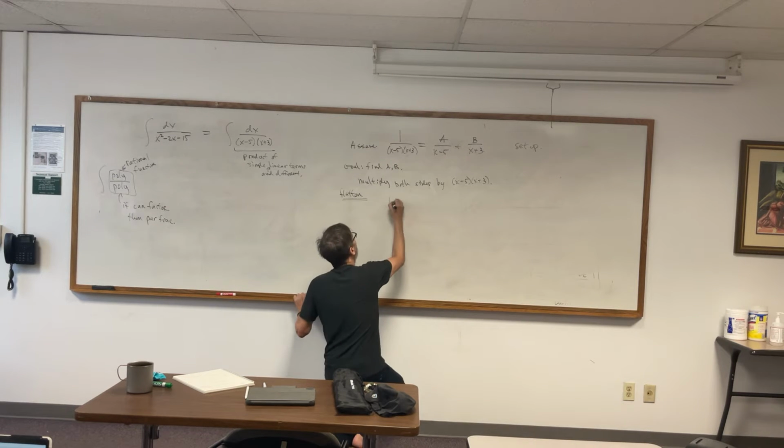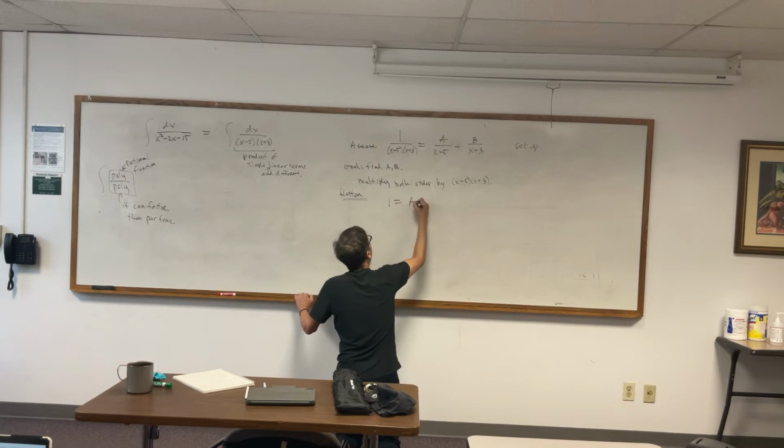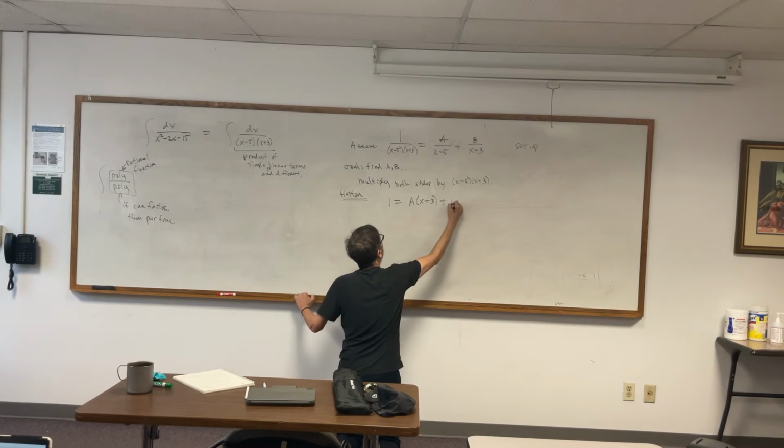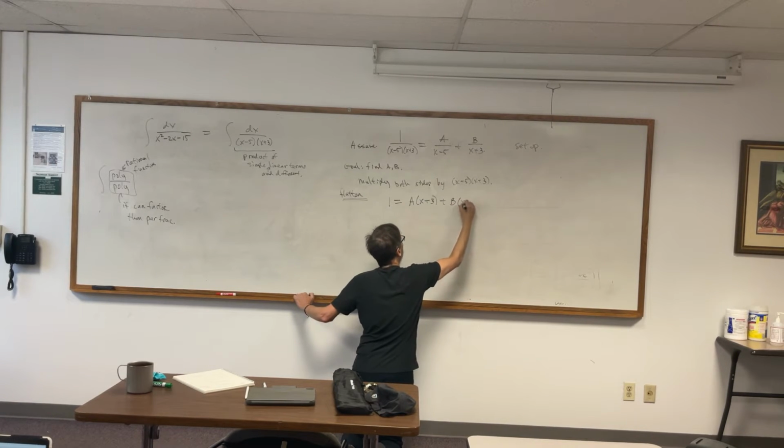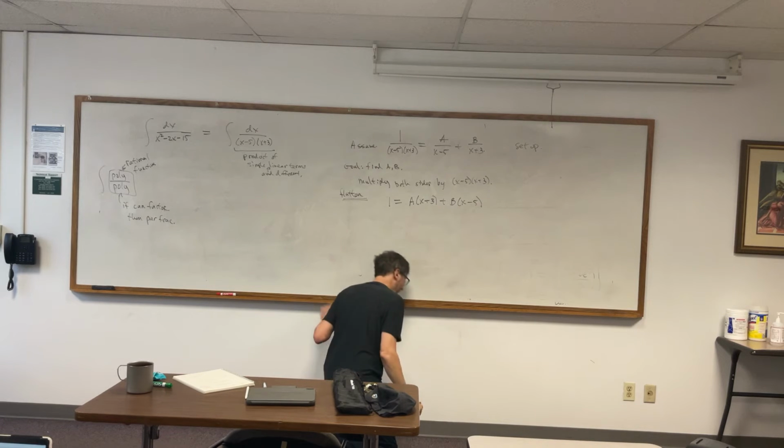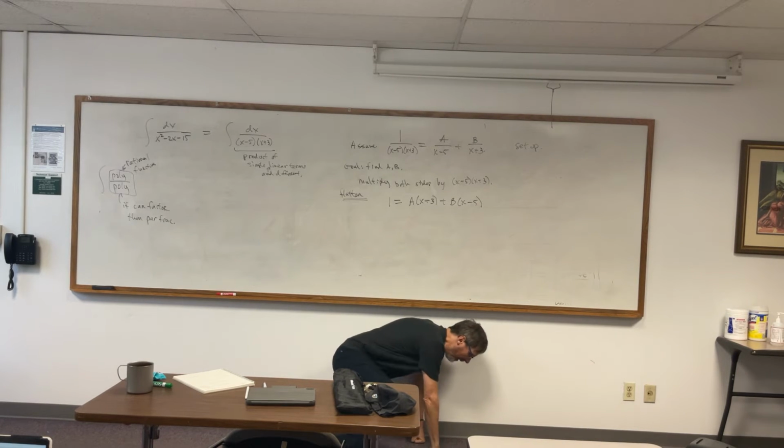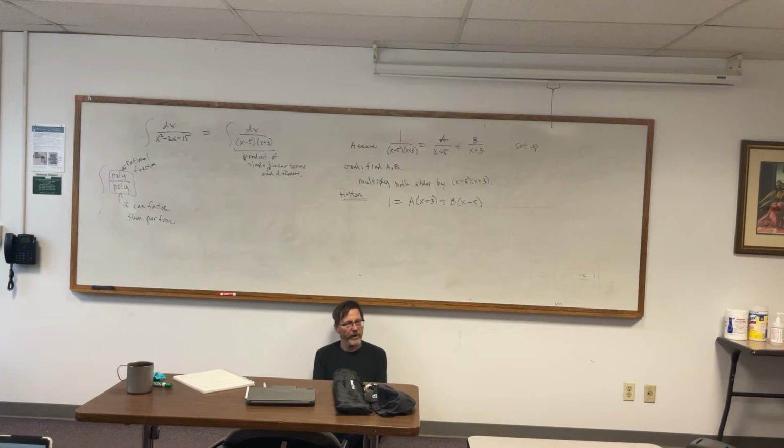So what I get is 1 equals a times, the x minus 5's cancel, and I'm left with x plus 3. B times, now I'm just left with x minus 5. Let me stop. Please tell me if that makes sense.